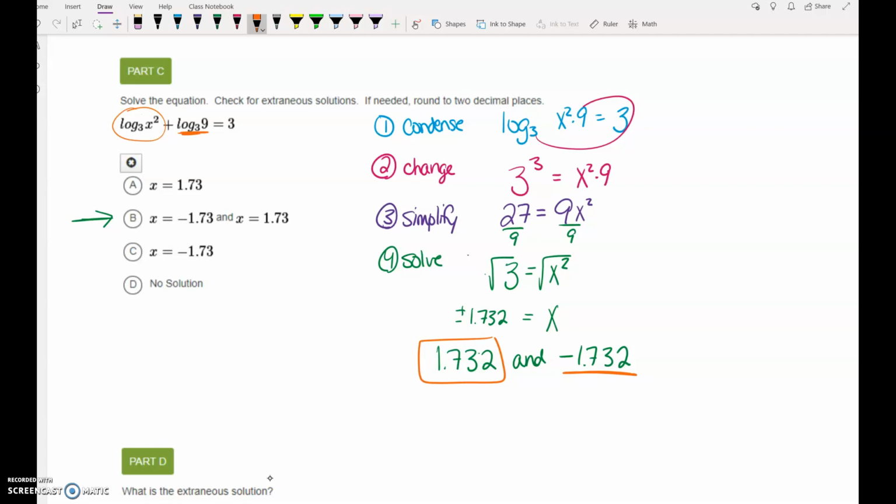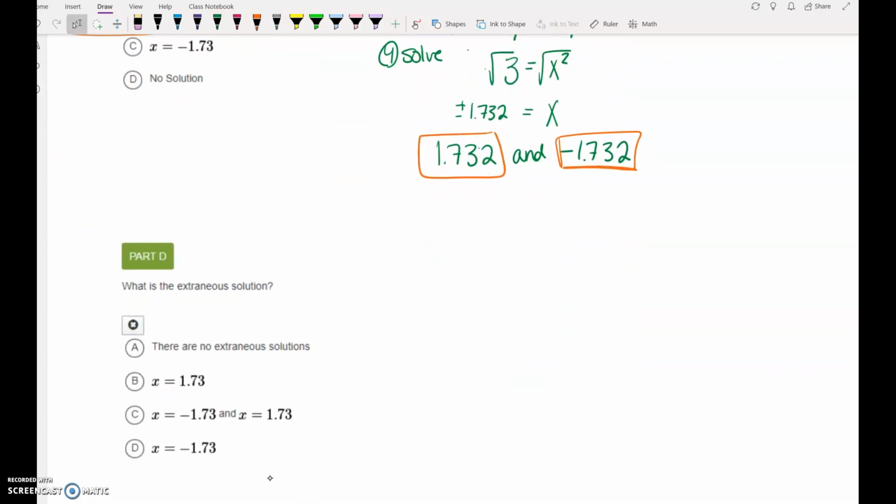And the thing about PEMDAS, you're going to be squaring that number before you take the log of that number. So negative times negative is positive. When you put that negative number in there, because of the square, it's going to turn it positive, and then it will work and it will be fine. So both of these are going to be your solution. So then what is the extraneous solution? There are no extraneous solutions.